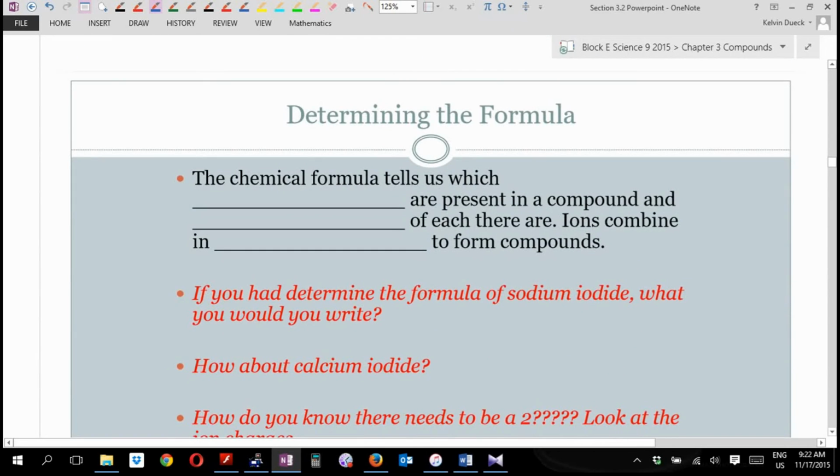The chemical formula tells us which atoms are present in a compound and how many of each one there are. And here is the key idea. It turns out that ions combine in set ways, or specific ways, to form compounds.